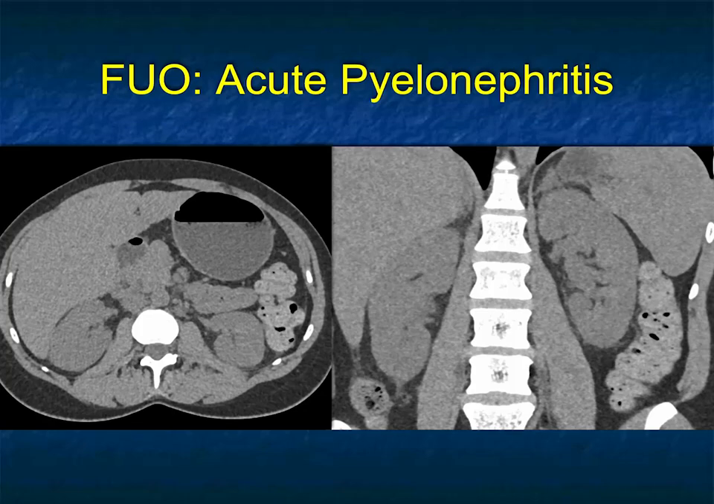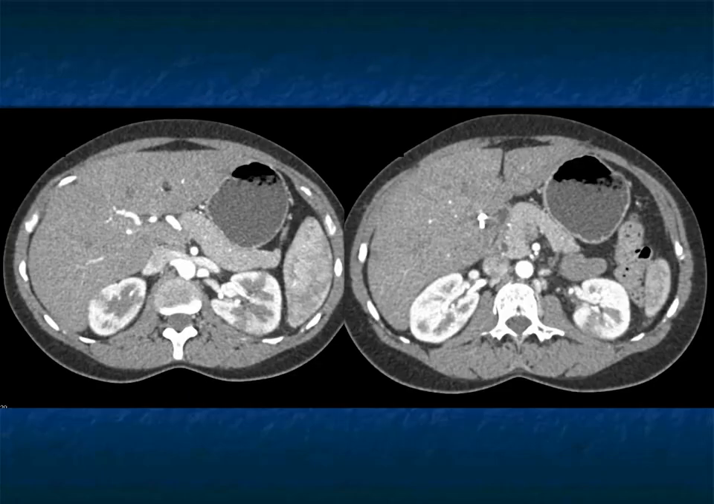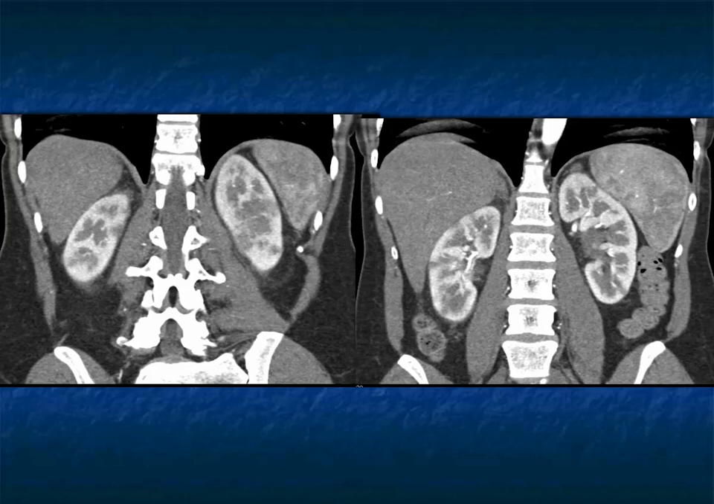Another example, patient had fever. There was a question of stone disease. I don't see any stones. How do the kidneys look? Well, they look fairly symmetric, but when you give IV contrast, you can see that there are areas of decreased attenuation, multiple areas, in fact, in both the left and right kidney, a little bit worse in the left than the right. But that's a classic example of pyelonephritis where both kidneys are involved.